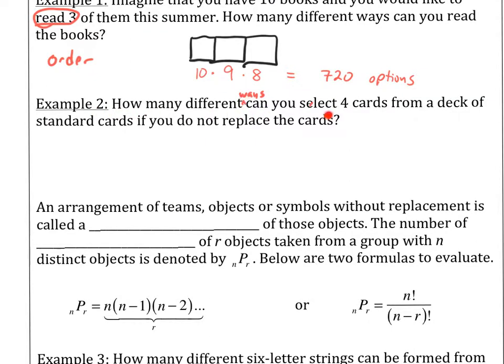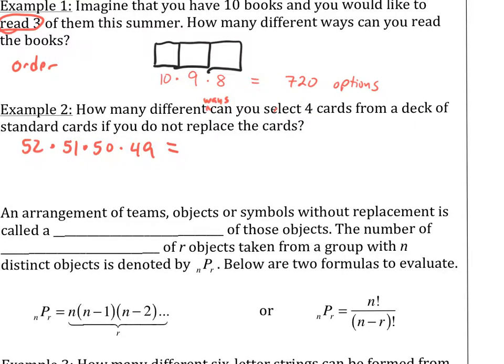So how many different ways can you select 4 cards from a standard deck? A standard deck, of course, has 52 cards, and you don't replace the cards. So this one here, 52 ways. We're not looking for the probability of selecting a certain amount. What we're doing is seeing how many options we have total. So I have 52 the first time. I don't replace it. So then 51, then 50, and then 49. Equals 6,497,400 different ways.